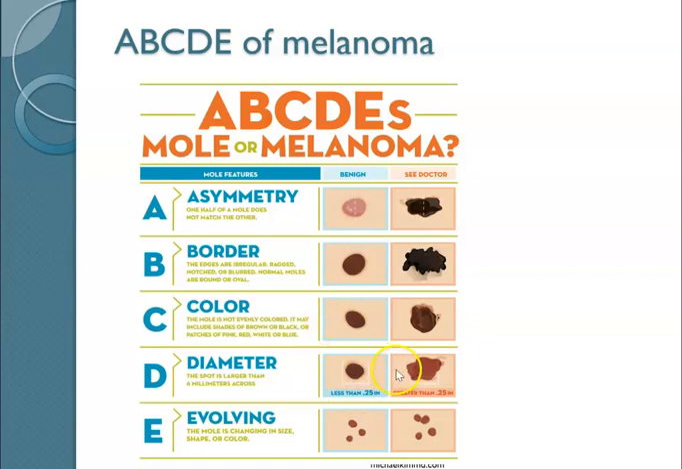If it's small, less than a quarter inch, we are generally thinking benign. If it's larger, we are concerned and we want to get it examined. If it changes size, shape, or color, that's the E part, evolving, that also can be a sign of a carcinoma rather than a benign change.